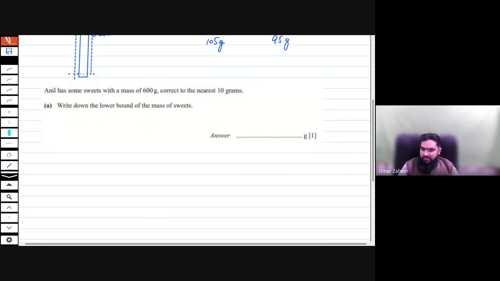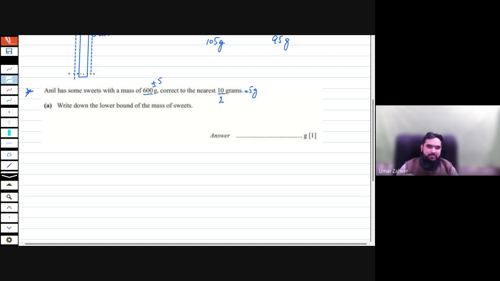All right, now look here. Anil has some sweets with a mass of 600 grams, to the nearest 10 grams. Nearest 10 grams means it can be a little bit more, so you have to divide it by 2. It can be plus 5 grams, meaning 605 grams, or minus 5 grams, meaning 595.